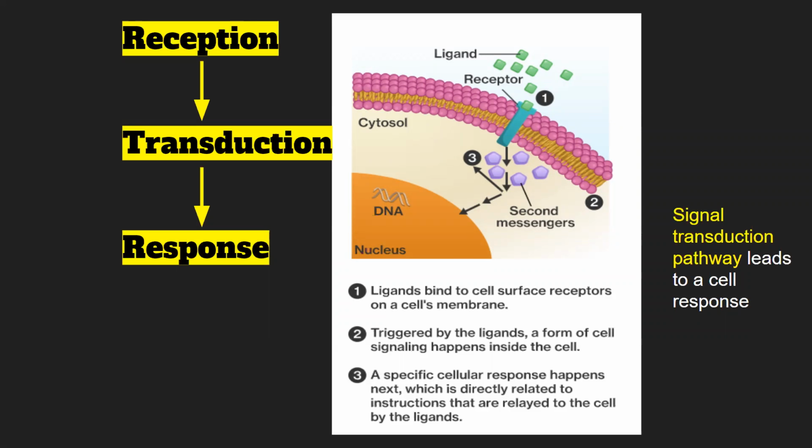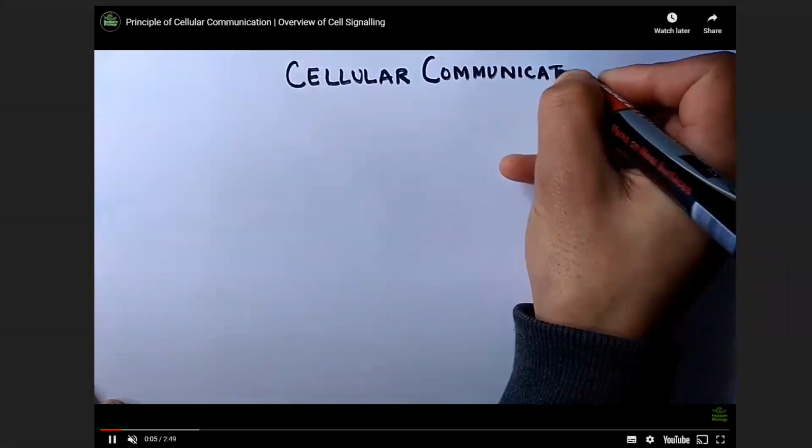Okay, so we saw that the signal transduction pathway will lead to a cellular response. Right now I'm just telling you different information points about cell signaling. In the next slide, we are going to look at an animation.